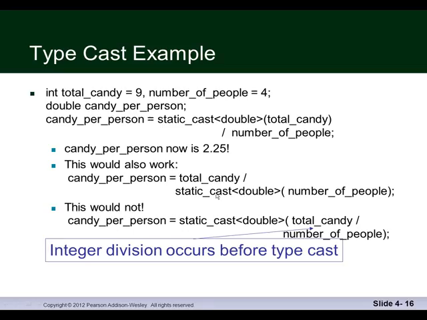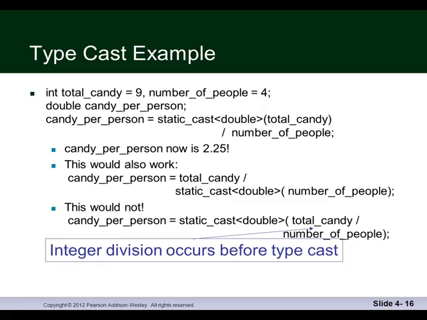What I'm doing here is taking this number of people, which is 4, and static casting it, so my 4 becomes 4.0. It's not changing anything on the number of people. So instead of dividing total candy by 4, I'm now dividing total candy by 4.0. Good question. It creates a new little variable for a second, just for that equation.